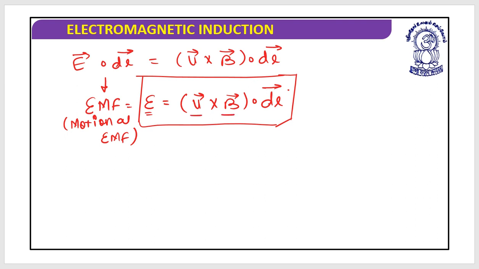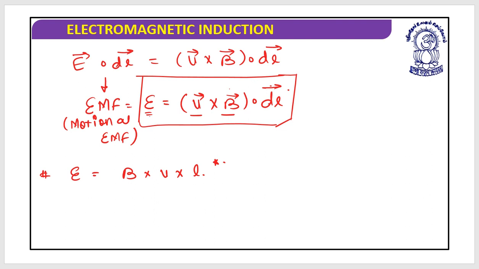The answer of this v cross B is a vector, and it would be the dot product of these two vectors. The dot product of two vectors would be a scalar, and it is the motional EMF. I hope this is clear. If I want to write the scalar form, I can write ε equals B into v into L, but with certain conditions. We are going to discuss those conditions, but first focus on this.